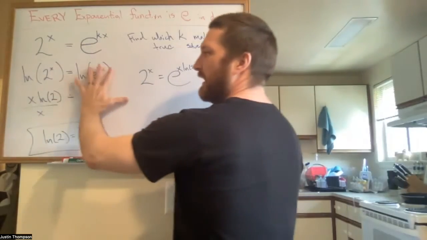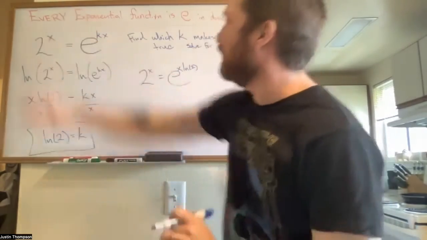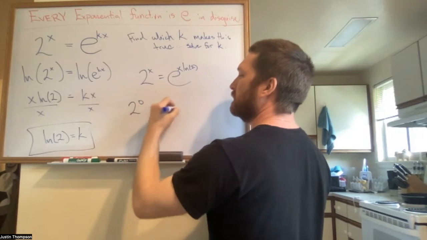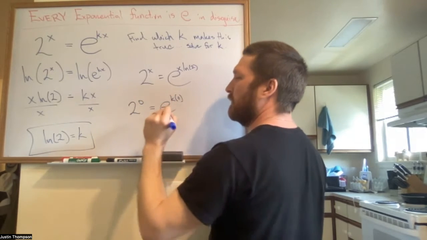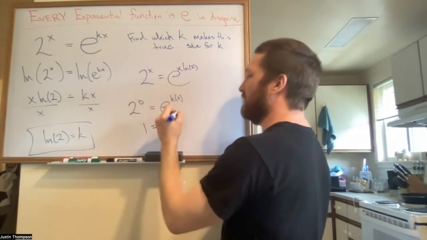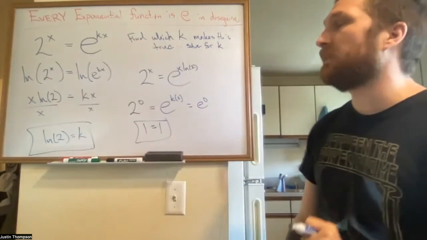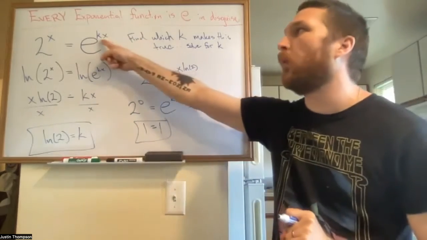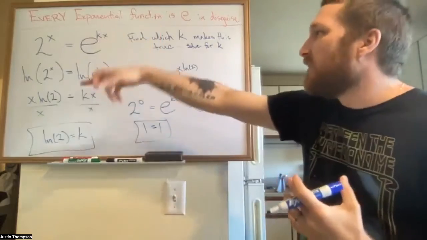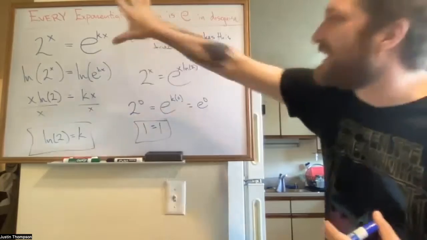Well, let's just forget about all that work, and see what happens when I plug in a 0 for x. 2 to the 0 is 1. And e to the 0 is 1. So it's already true when x is equal to 0, and that's going to be true no matter what value of k you put there. Every exponential function like this goes through the y-axis at 1. So yeah, that's always going to work.